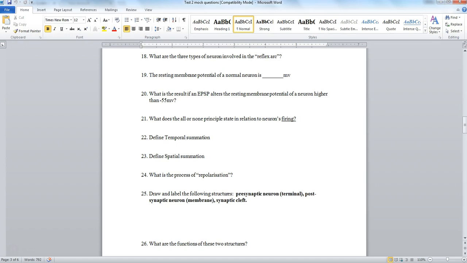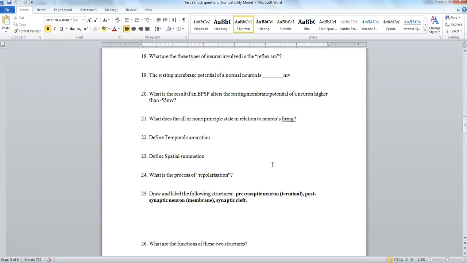We'll get back into our mock questions and just add in these two questions here. So all I want you to write under number 22, define temporal summation, when one synapse fires to reach the threshold. And number 23, spatial summation, when several synapses fire to reach the threshold. Pretty simple.